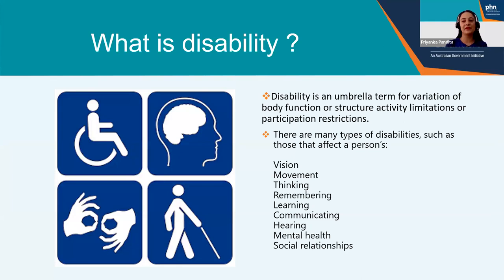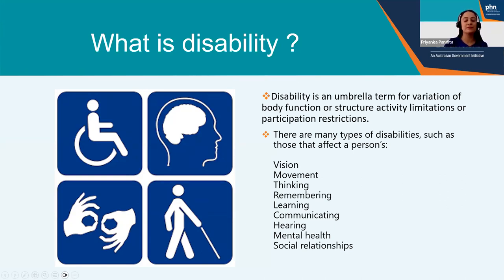So just before diving into how to register for NDIS, just a bit of background information on disability and what NDIS is. Disability is an umbrella term used for variation of function or structure that could lead to activity limitation or participation restrictions. There are many types of disabilities, such as those that can affect a person's vision, movement, thinking, learning, communication, mental health, and social relationships. And these can be broadly categorized as intellectual disability, cognitive, sensory, psychosocial, physical, or psychological.